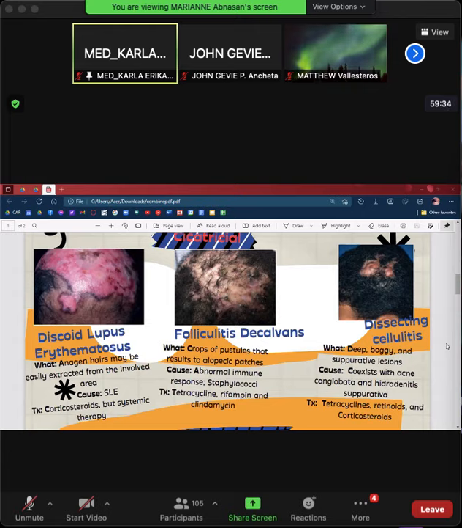The last is the dissecting cellulitis, which is the deep boggy and suppurative lesions that is seen in the scalp. These usually coexist with acne conglobata and hidradenitis suppurativa. So again, the treatment would be tetracyclines, retinoids, and topical corticosteroids.